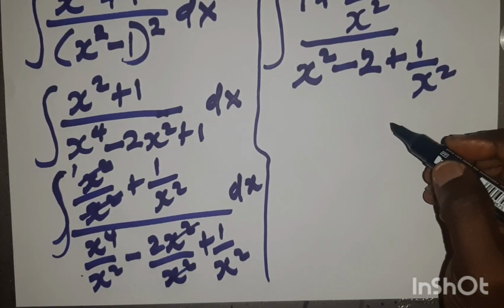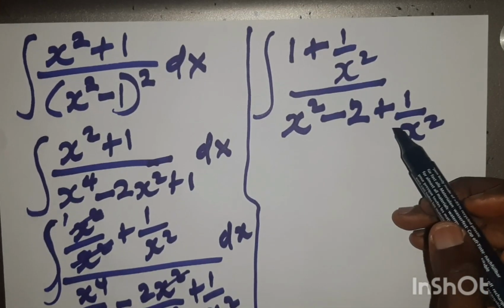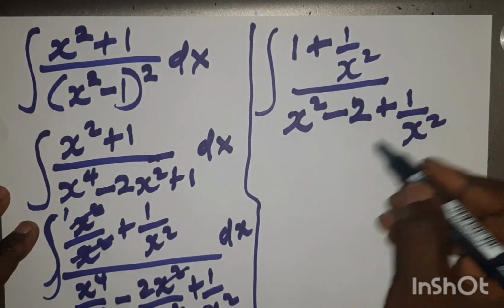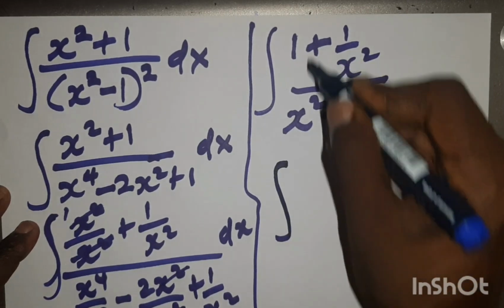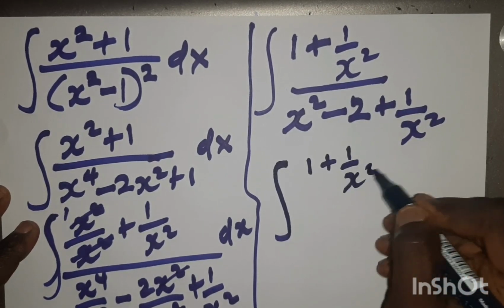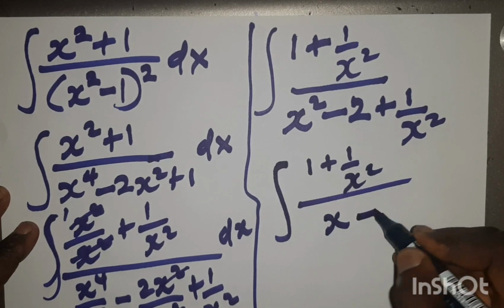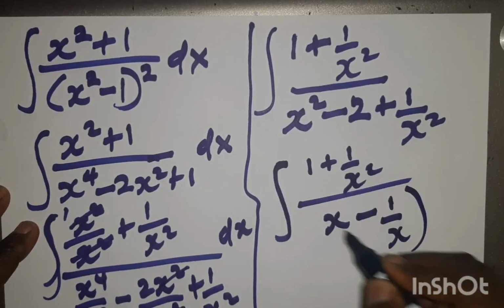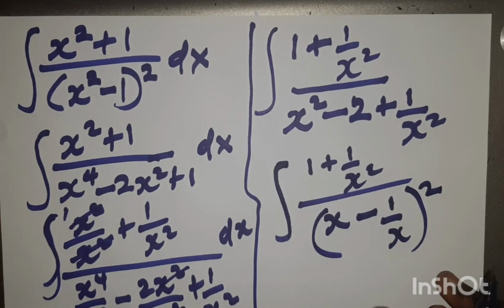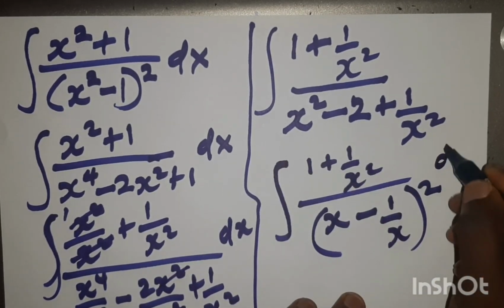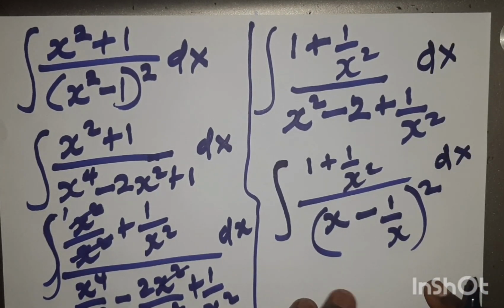Then looking at the denominator here, we can still factorize this denominator. Factorizing this by completing the square, we still have the 1 plus 1 over x squared. Then factorizing this denominator, I'll have x minus 1 over x all squared. So this is what we're going to have. Now looking at this, the derivative of the denominator will give us the numerator. So this is now in standard form, with respect to x. We can now start our integration process.